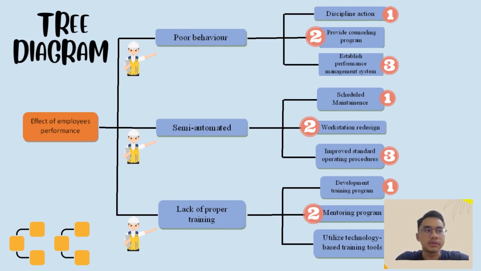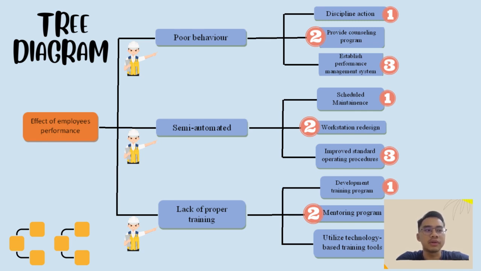Firstly, there were three main causes from the interrelationship diagram, and we chose three. The highest are poor behavior, semi-automate, and lack of proper training. For poor behavior, there were three solutions that we have suggested, which are disciplinary action, provide counseling program, and establish performance management system.